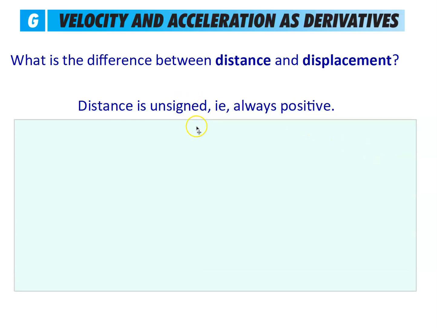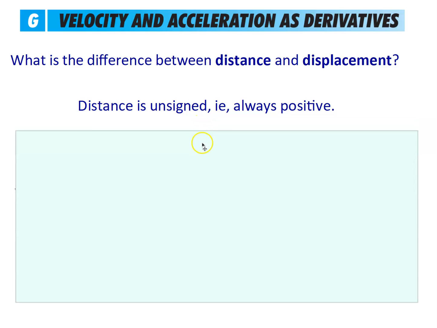So distance is always unsigned. Distance is always positive. So the distance from my home to the nearest shop, for example, is 2 kilometers, and the distance from the shop back to my home is also 2 kilometers. So distance is always positive.